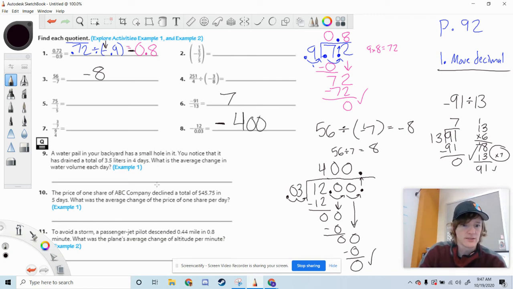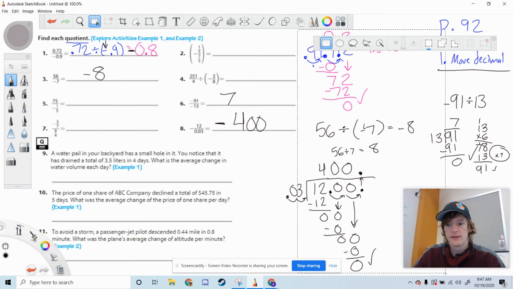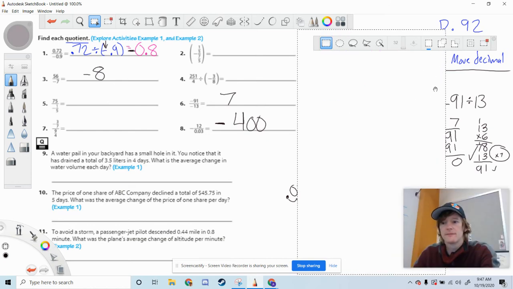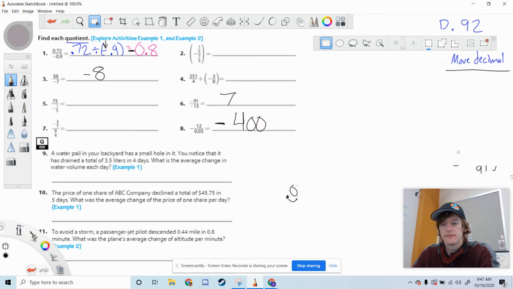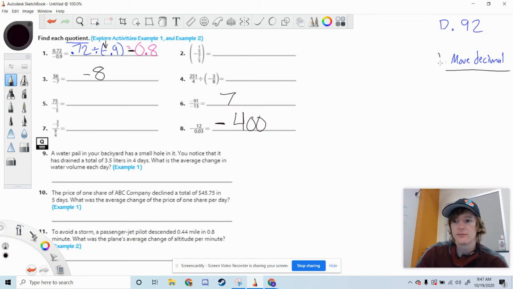It looks like on the next 3 word problems, I have decimals as well. So I'm going to clear some of this work out so I can fit a little more. So that was step 1 over here.